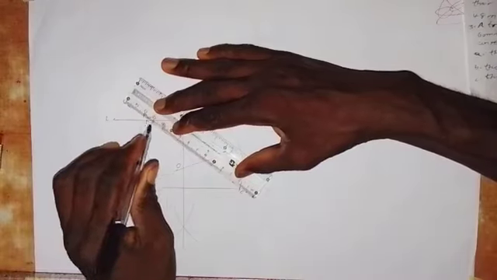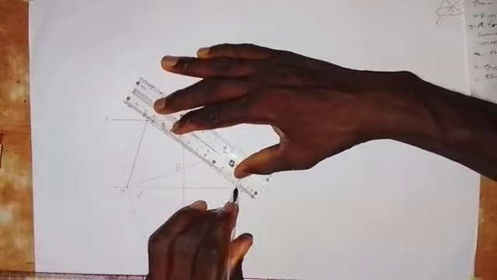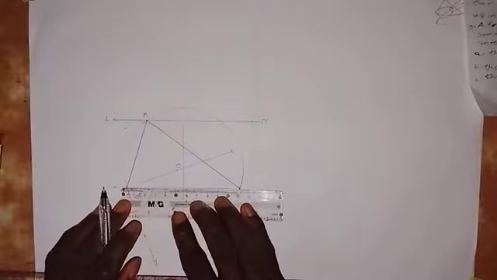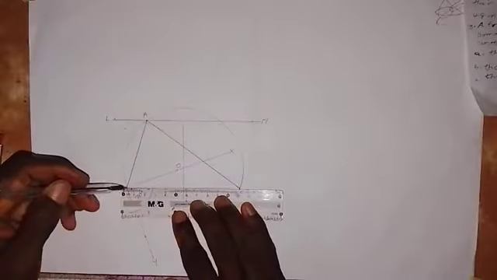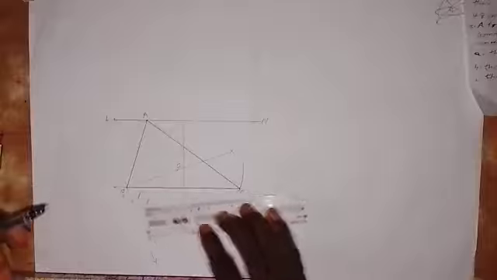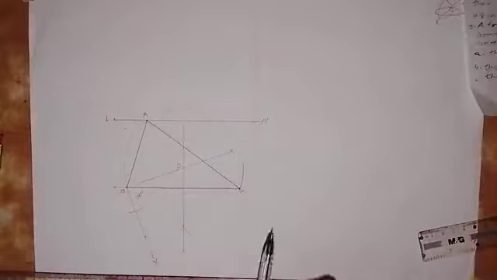So we have formed the triangle as you can see it here now. Let's make this line, which is the base, a thick line for us to see the triangle very well. So this is the triangle now.